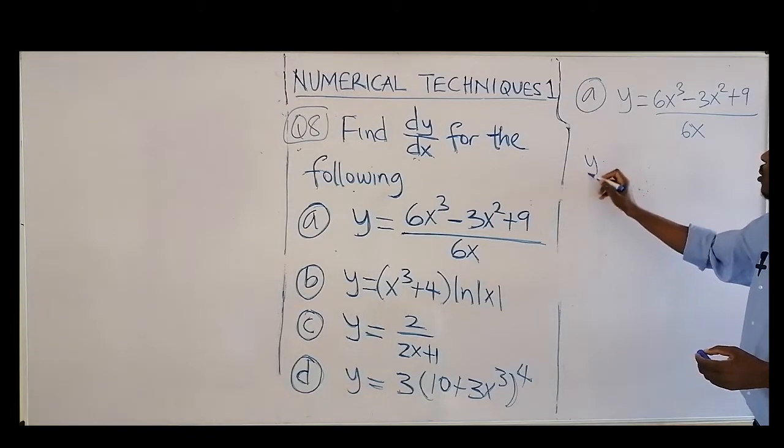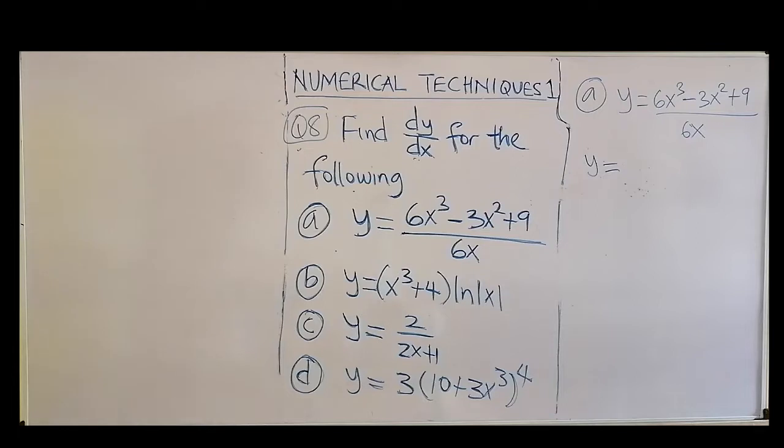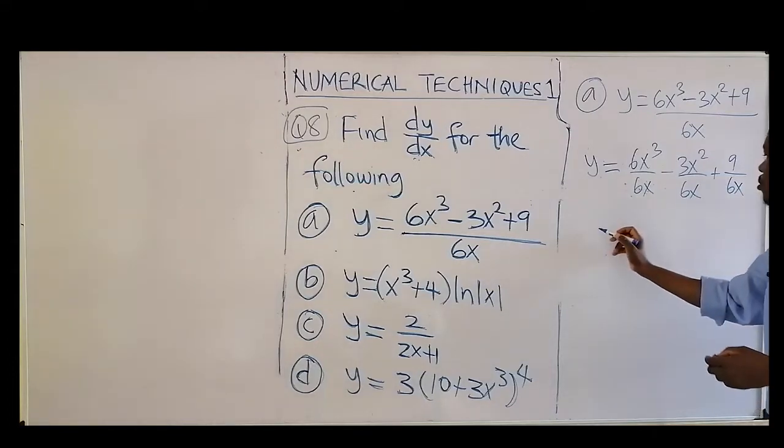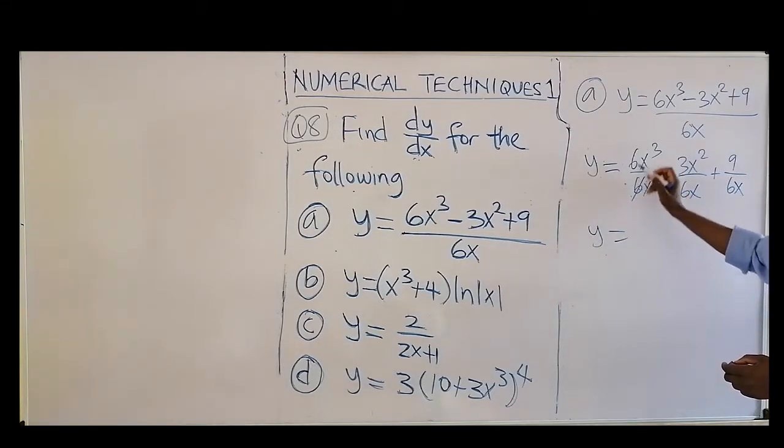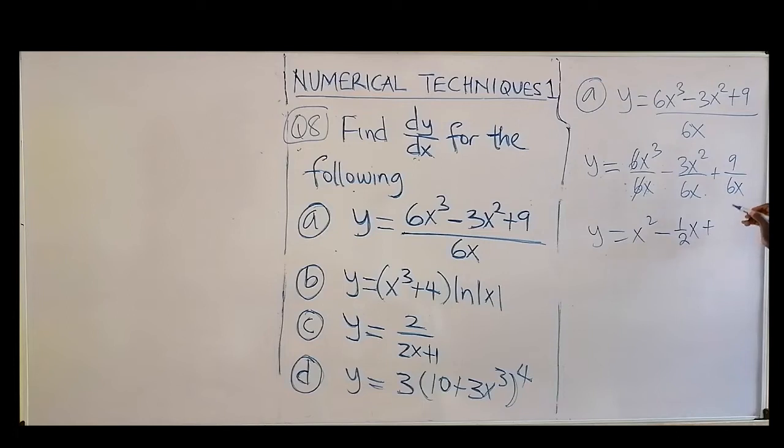The first thing we need to do is the algebra of this question, so it will make the work much easier for us. So this will be 6x cubed over 6x minus 3x squared over 6x, then plus 9 over 6x. This gives us x squared, then 3 over 6, that's 1 over 2x, then plus 3 over 2, and you can raise this one up, and that will be x to the power minus 1.